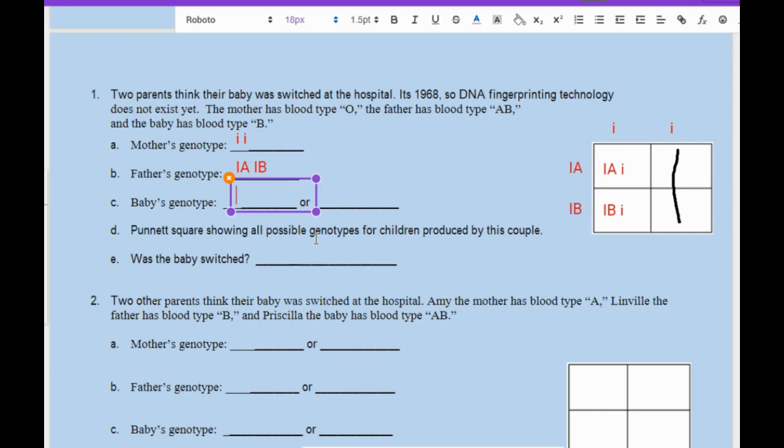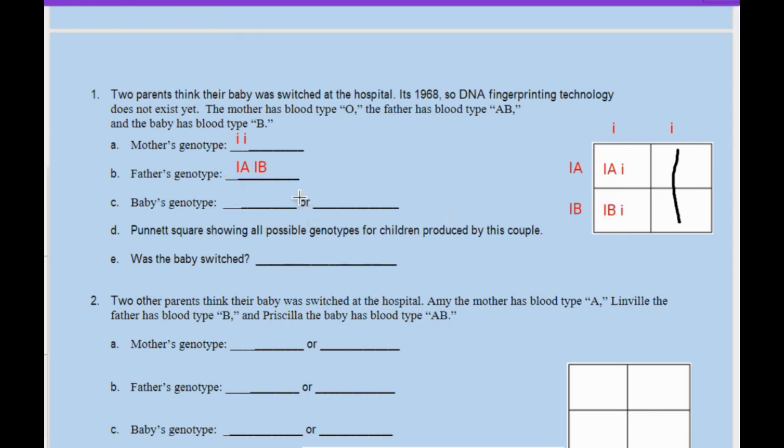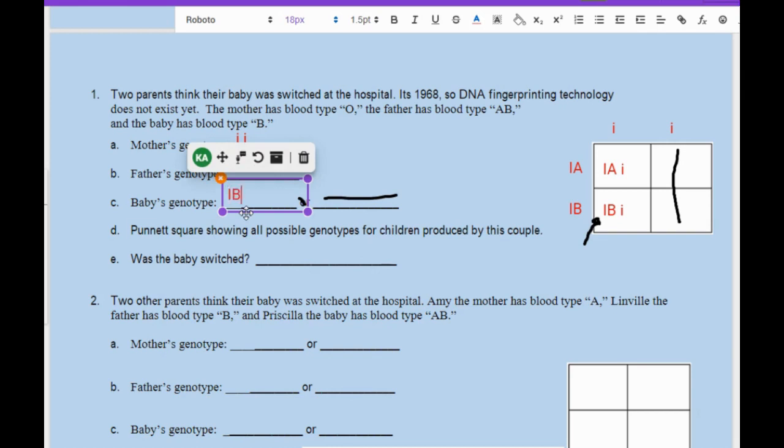The baby is blood type B. All right, so this is the baby right here. So there's no two different types. There shouldn't be any "or" here, because if it's type B, it's going to be this specific genotype. So there's only one possibility: big I B and little i, because we know the kid's got a little i since she had to get it from mom.